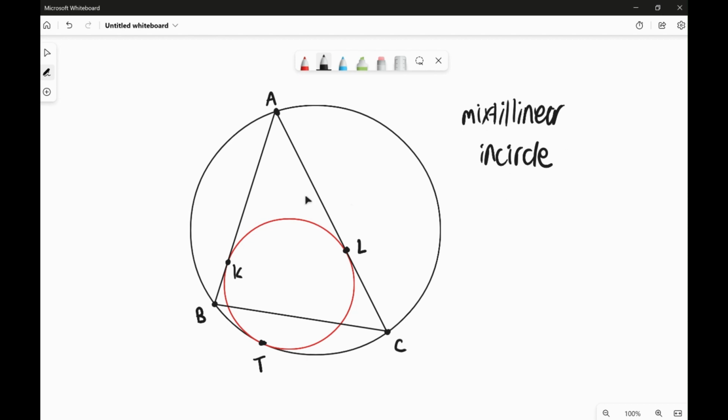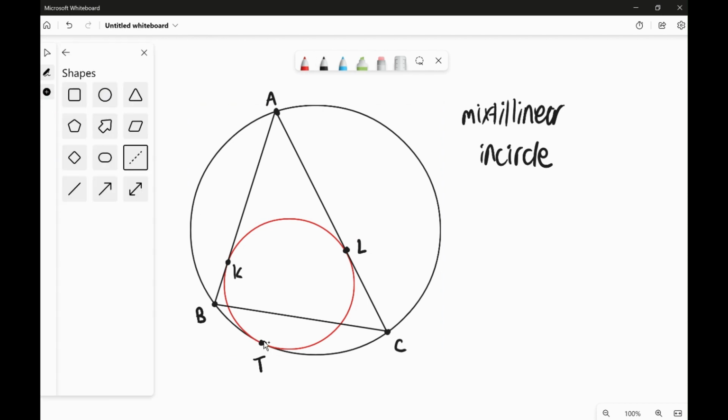Well, pretty much it's just a circle that's tangent to the circumcircle of triangle ABC, while at the same time tangent to each of these sides here, AB and AC. And we're gonna call the tangency points K, L, and T here. So what's super special about this circle?